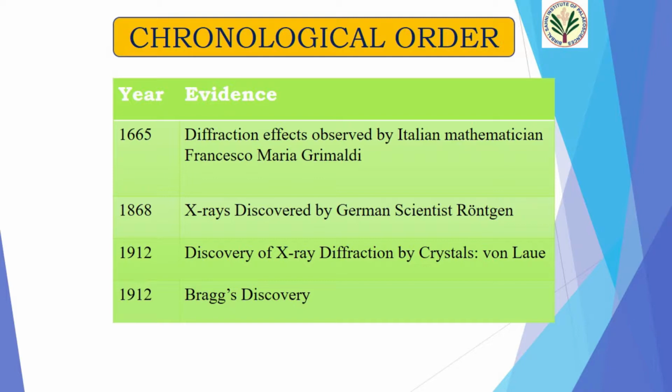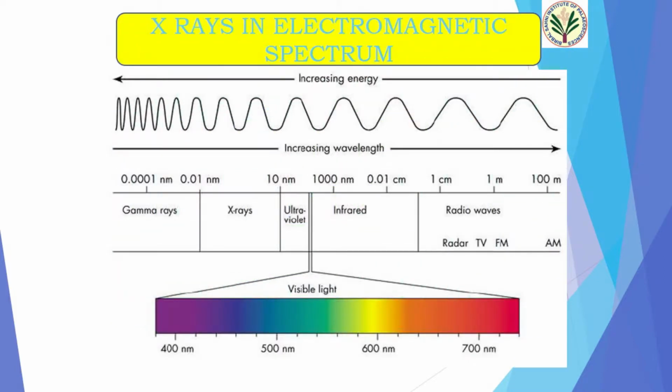Now, in 1665, diffraction effects were observed by Italian mathematician Francesco Grimaldi. In 1895, X-rays were discovered by Röntgen. In 1912, X-ray diffraction by crystals was done by Laue, and in 1912, Bragg discovered the Bragg's law, which is very useful nowadays. Now, where the X-rays lie in the electromagnetic spectrum, the user can easily see that X-rays are on the higher frequency side, in the 0.01 nanometer to 10 nanometer range.